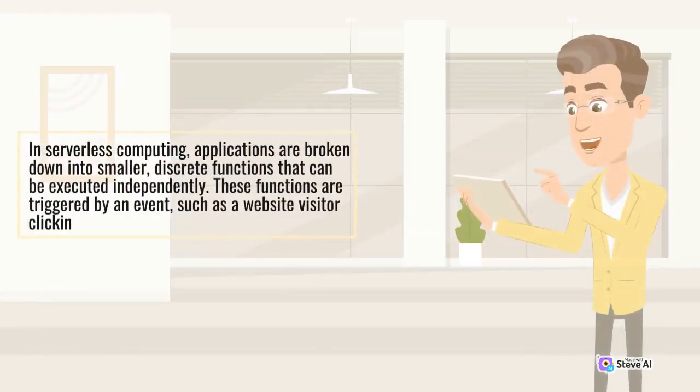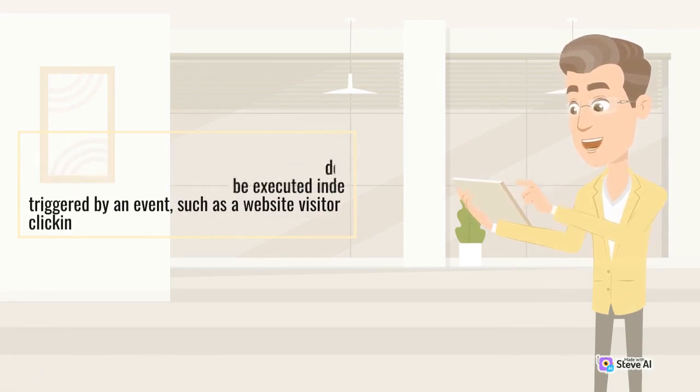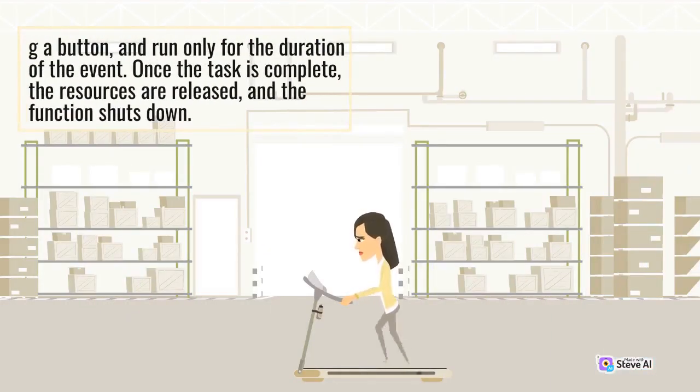In serverless computing, applications are broken down into smaller, discrete functions that can be executed independently. These functions are triggered by an event, such as a website visitor clicking a button, and run only for the duration of the event. Once the task is complete, the resources are released, and the function shuts down.